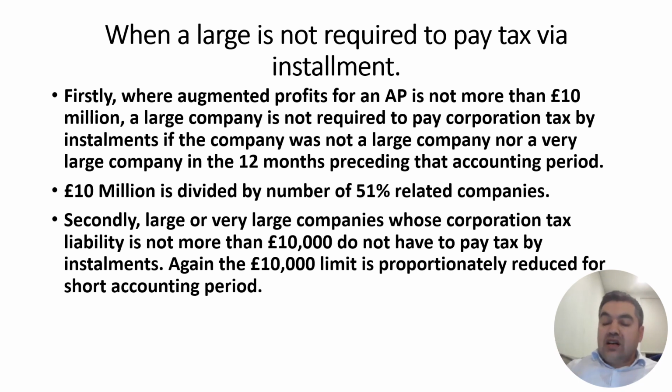The rule to work out if the company is large is that the augmented profit threshold of 1.5 million is divided by the number of entities. So for instance, there's a small company that recently started but is a part of a big group, and its corporation tax liability is less than 10,000. So this company will not pay corporation tax by installment. Just remember this one as well.